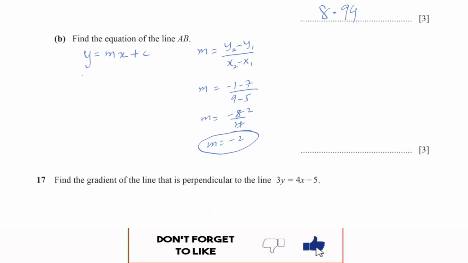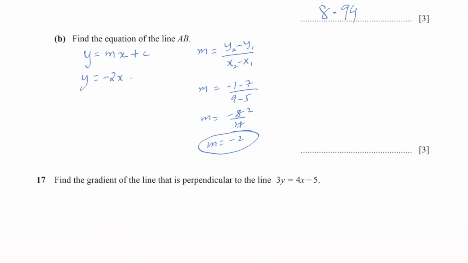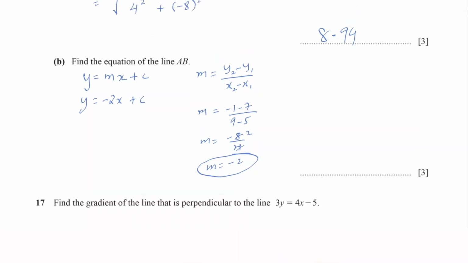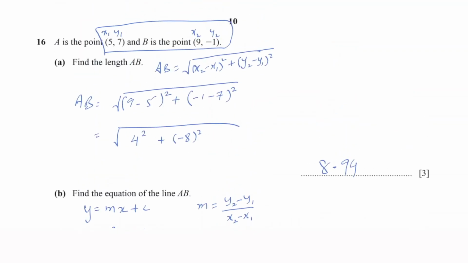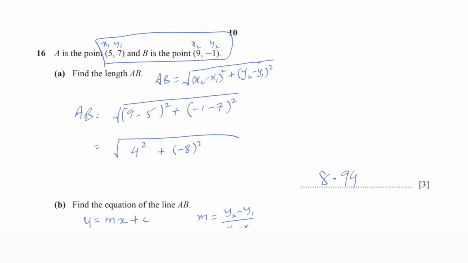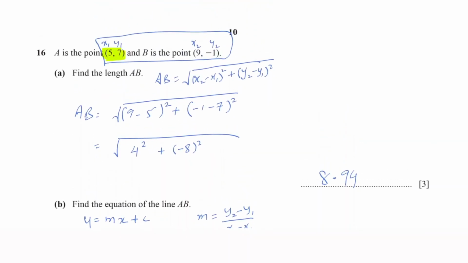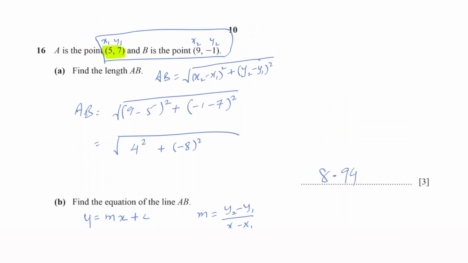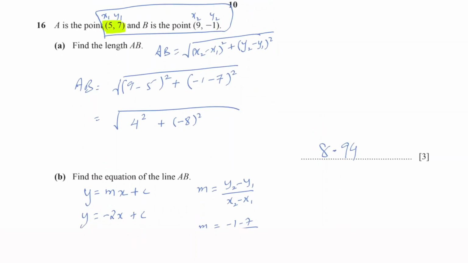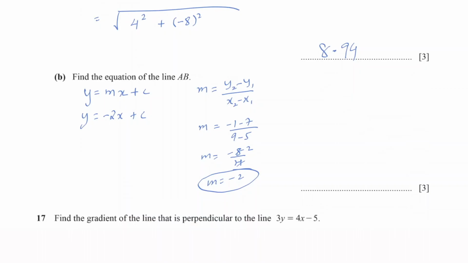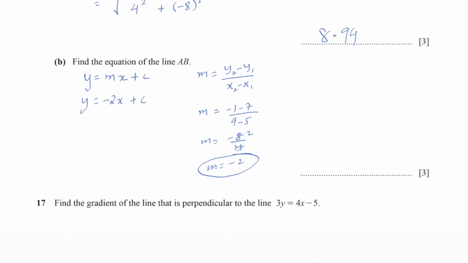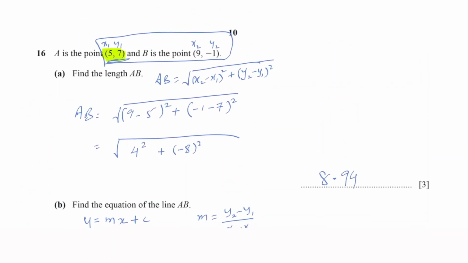So we'll insert this value of m as minus 2x plus c. Then we can pull out any one coordinate. I am taking this coordinate, 5 and 7, any one coordinate. You can also take 9 and minus 1, both will give you the same answer. If I take x as 5 and y as 7, I'll put it here. I have taken x as 5 and y as 7 because I have taken this coordinate 5 comma 7, the first coordinate. I hope you understand.